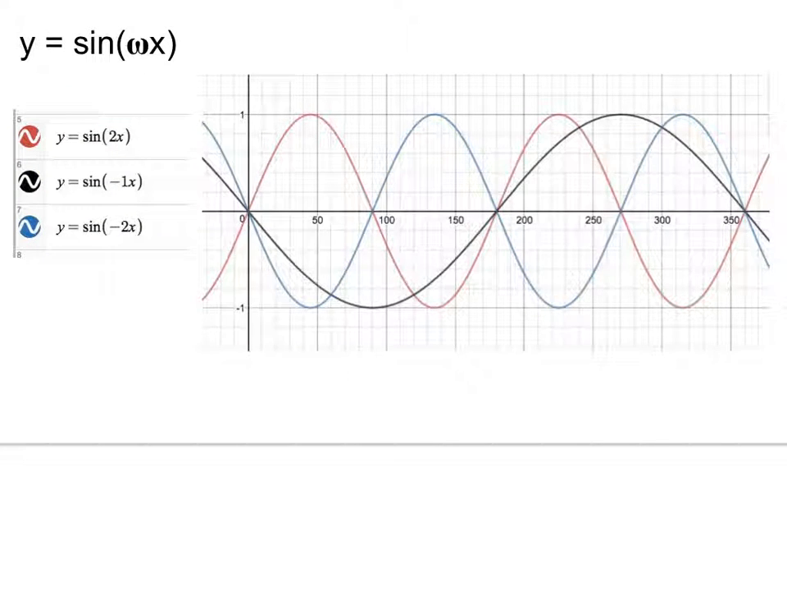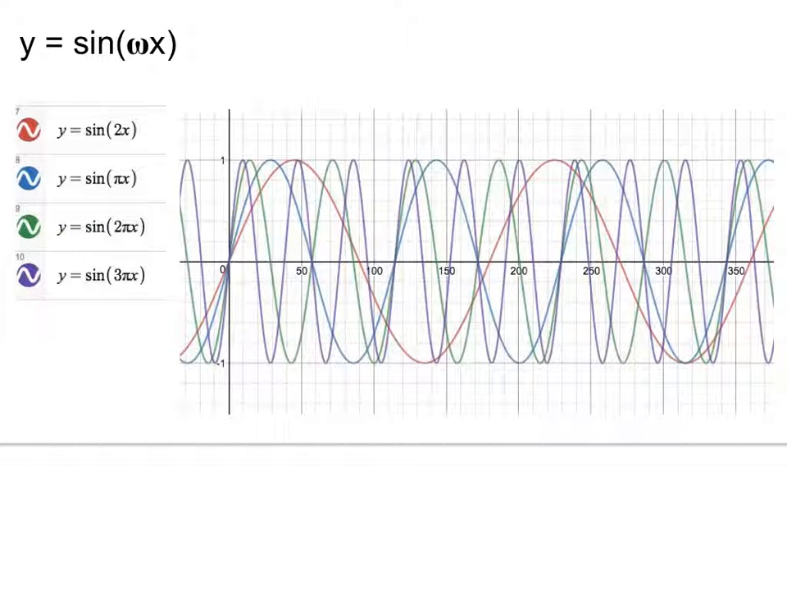What about if I make them negative? So I'm still keeping the red one here. So remember the sine function goes up first, it increases. If I make it negative, I go down first. So that's 1 cycle between 0 and 360. Negative 2x, that will give me 2 cycles between 0 and 360.